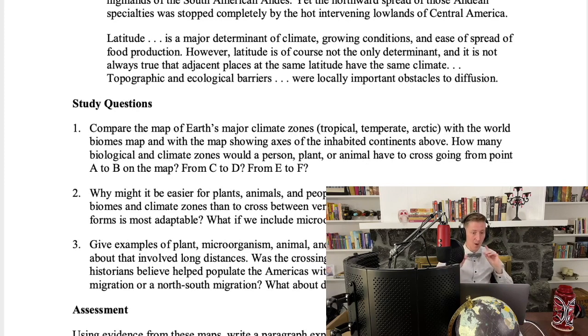However, latitude is of course not the only determinant, and it is not always true that adjacent places of the same latitude have the exact same climate. Topographical and ecological barriers were locally important obstacles to diffusion. So they're just saying it's not that perfect east-west alignment. They also know there are other geographic barriers, like major oceans or mountains or highland or lowland areas, that can affect that.